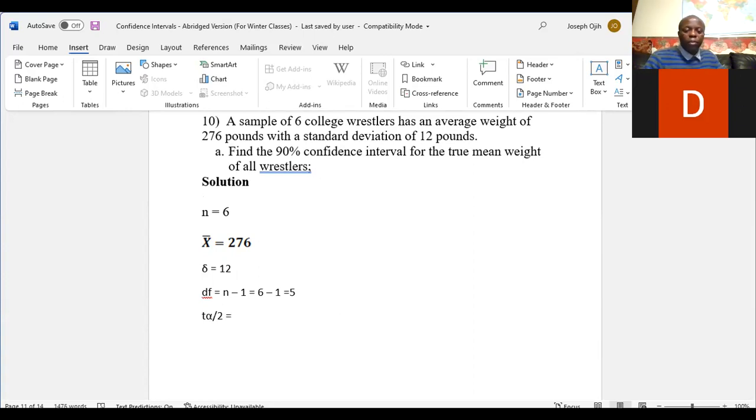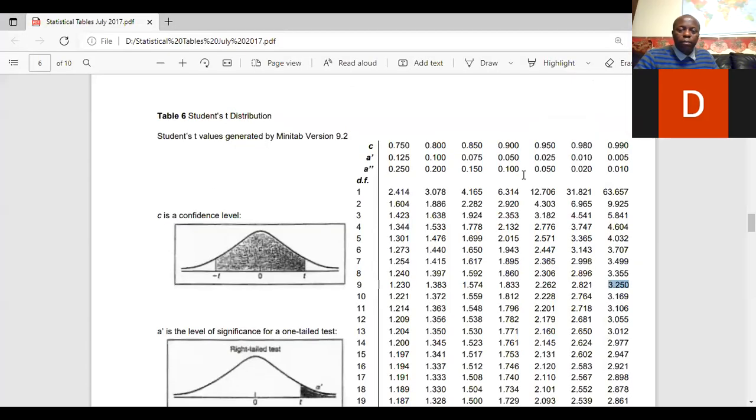Now I can go and look for it on the table. It's a 90% confidence, so our alpha will be 10%, which is 0.10. So now we look for it under 5 degrees of freedom and alpha of 0.10. This is 0.10 right here, and 5 degrees of freedom. You follow it to the left, and you get 2.015 as T alpha over 2, which is the critical value.